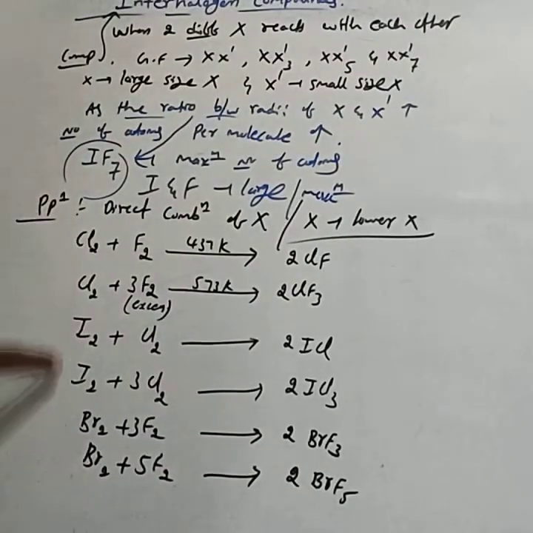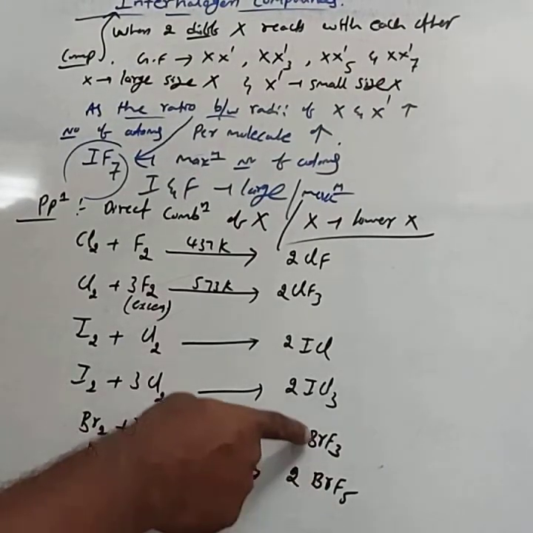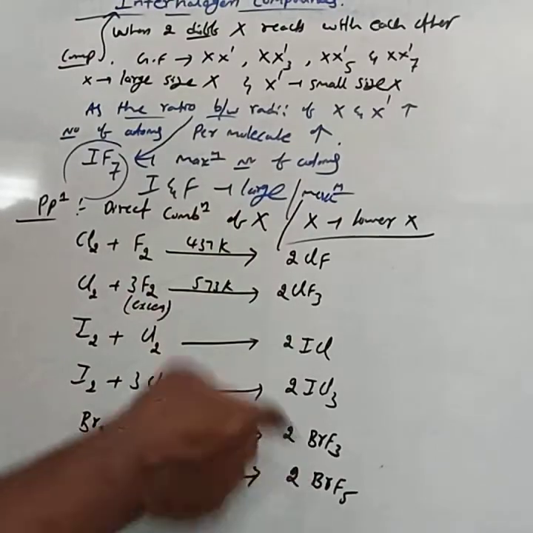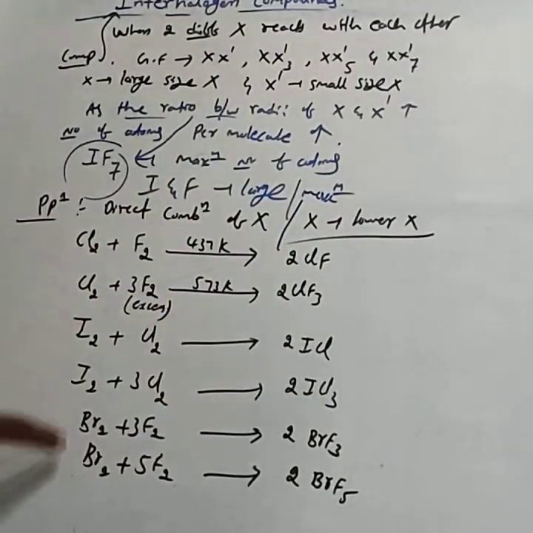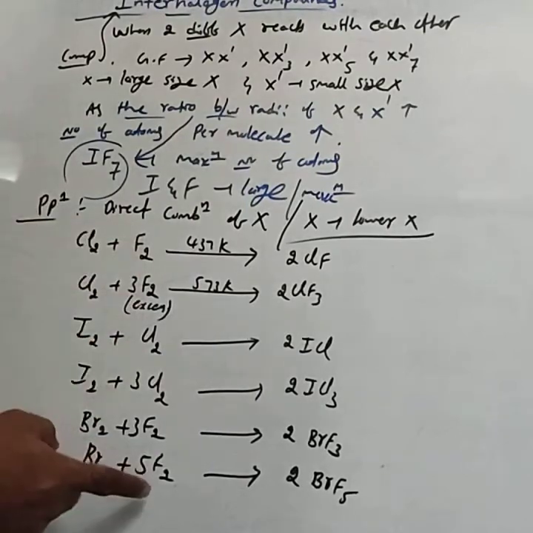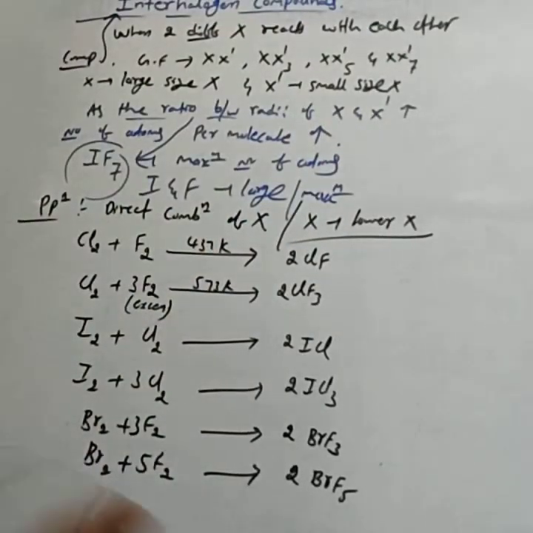They will give the reactant side. While writing the interhalogen compound, remember that you first write the larger halogen, followed by the smaller halogen. The larger halogen combines with the smaller halogen by direct combination to give the interhalogen compound. This is about the preparation.